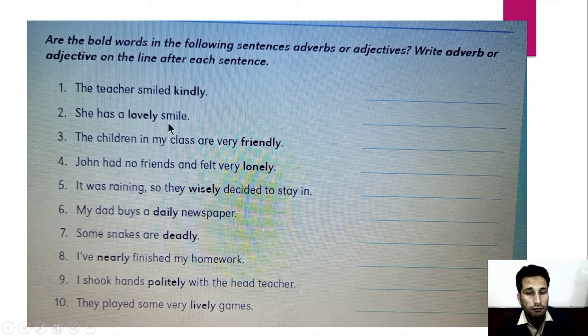She has a lovely smile. Here lovely modifies the meaning of smile, and smile is a noun. So any word that modifies a noun or pronoun is supposed to be an adjective. Therefore, lovely is an adjective here. Mark or identify the rest of the words yourself so that you may practice the structures or the parts of speech.